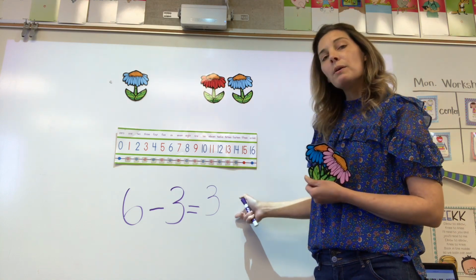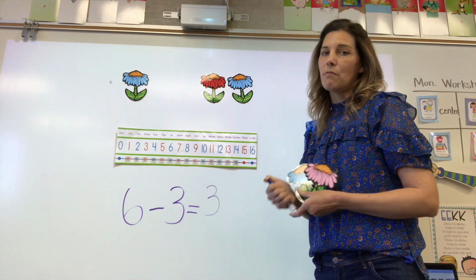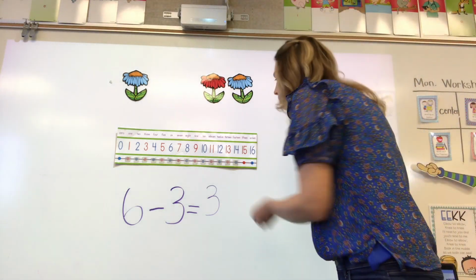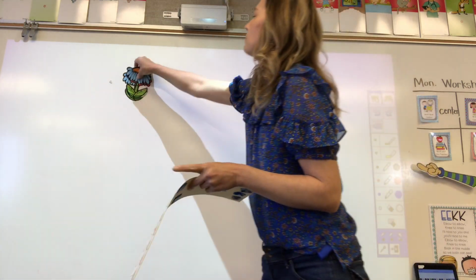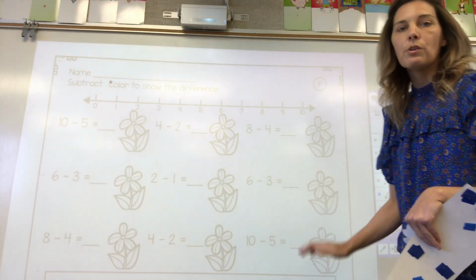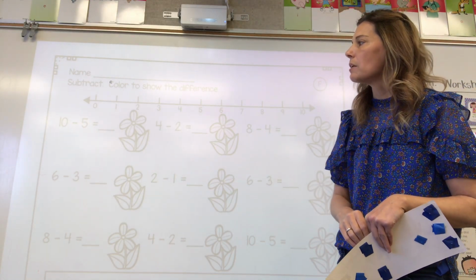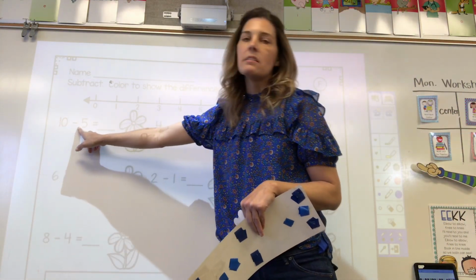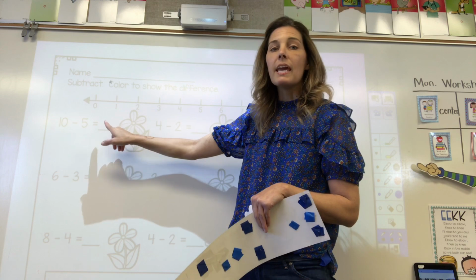So you're going to be working on some subtraction problems today, and you're going to be using some flowers on your worksheet. So Ms. McCoy is going to erase this really quick. So your worksheet today looks like this, and I know it's probably a little hard to see on your screen with the lights on, but it has the number line that you can use. It already has the subtraction sentence written, you're just finding the difference or the answer.